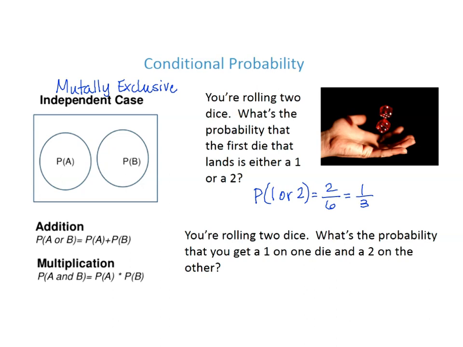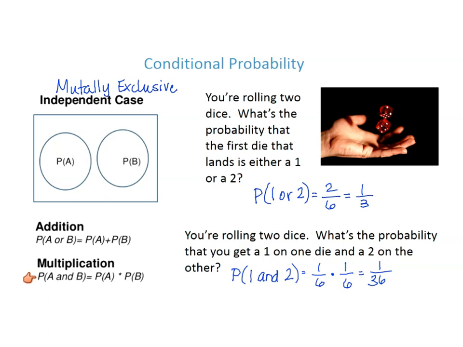Okay, so now let's look at this example. You're rolling 2 dice. What's the probability that you get a 1 on one die and a 2 on the other? So now we're looking for the probability of getting a 1 and a 2. And in this case, since we want both events to happen, instead of adding the probabilities together, I would multiply. The probability of getting a 1 is still 1 out of 6, and the probability of getting a 2 is still 1 out of 6. If I want to know the probability of both of them happening, I multiply to get 1 out of 36. And you can see that written as a formula right here.